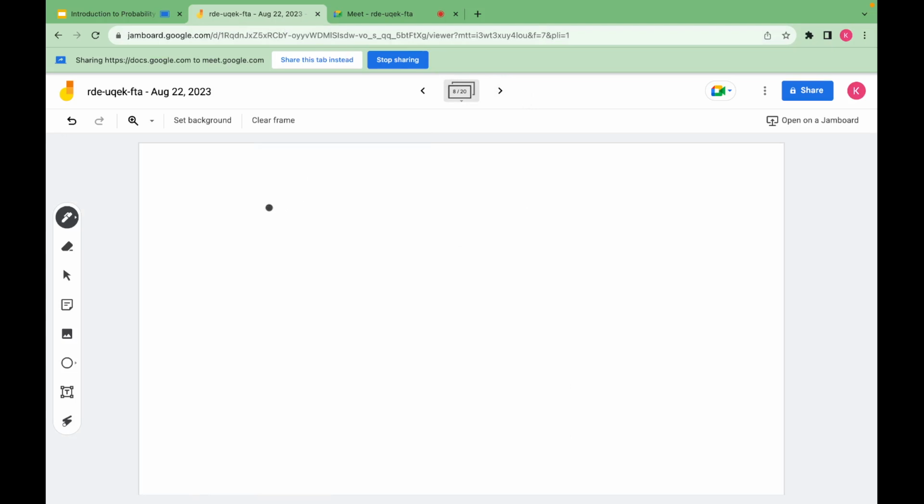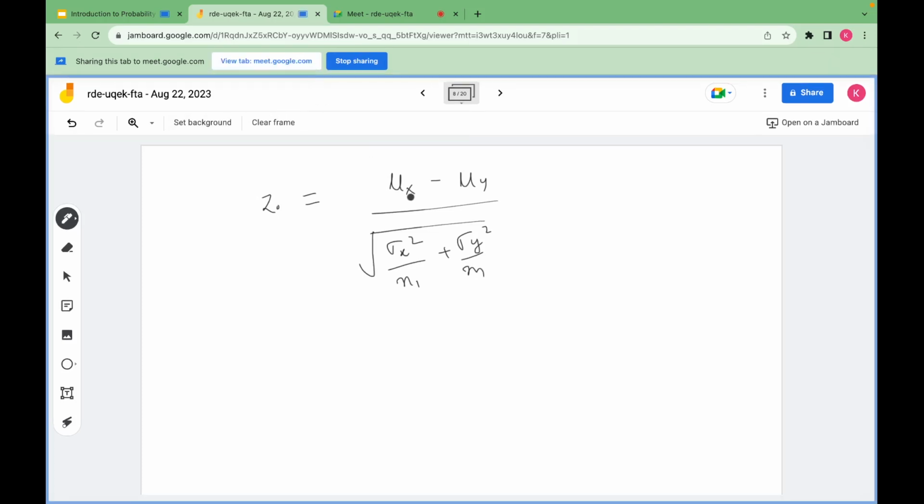So we will have our z naught value, which will be mu x minus mu y divided by sigma x square by n1 plus sigma y square by m.